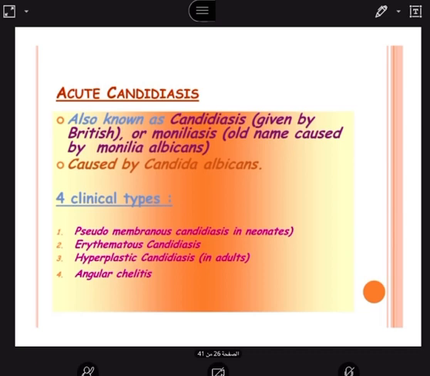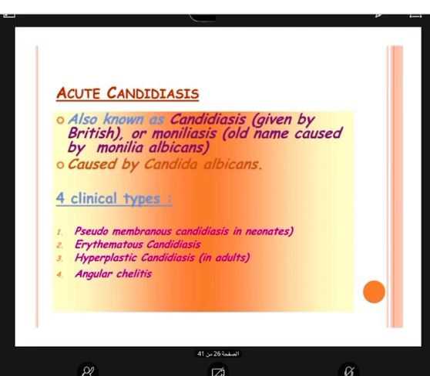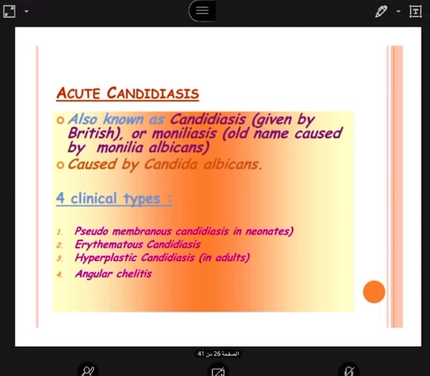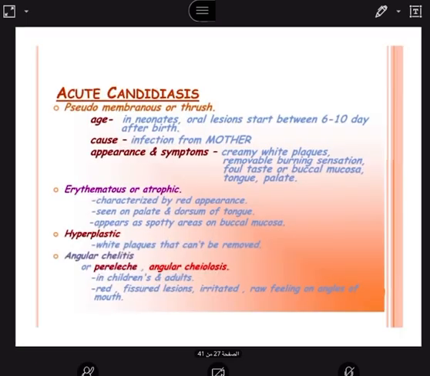Pseudomembranous candidiasis in neonates, which we are most interested in, and you will definitely come across at least some patient in your lifetime in which the mother will bring a neonate or a newborn child with this condition, pseudomembranous candidiasis. Then erythematous candidiasis, hyperplastic candidiasis. Very rarely do we see these in our pedo clinic, because they are mostly seen in adults. And the last one, which is angular cheilitis.